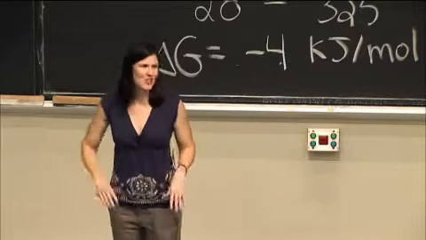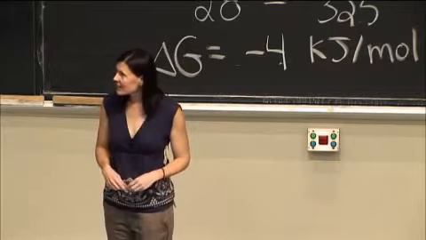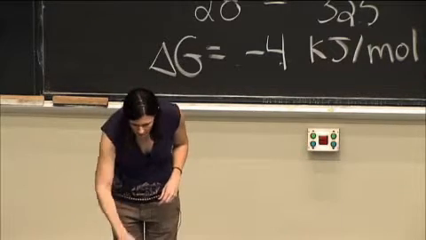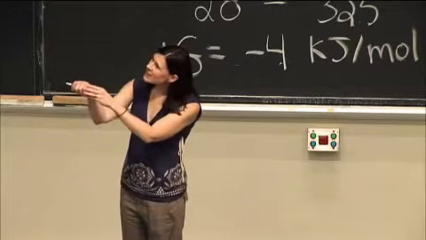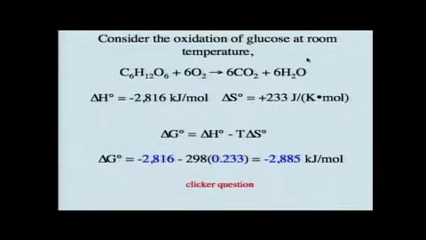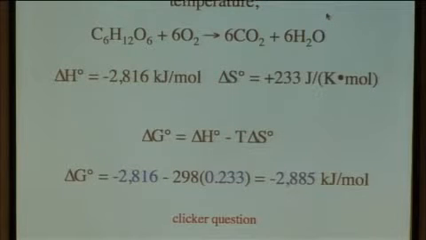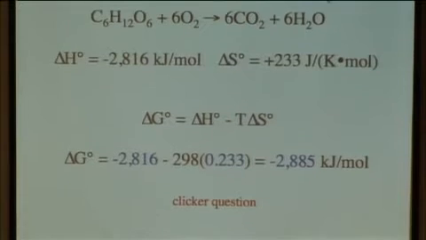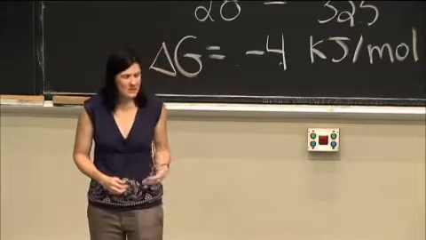All right, so let's make sure that's what we do see when we calculate this for the oxidation of glucose here. If we plug in our numbers, we see that delta G is going to be equal to negative 2816 minus the temperature, room temperature, times, again, remember to put 0.233 because we need to convert from joules to kilojoules for our entropy term. So what we find out is that this reaction has a delta G of negative 2885 kilojoules per mole. This is a spontaneous reaction.